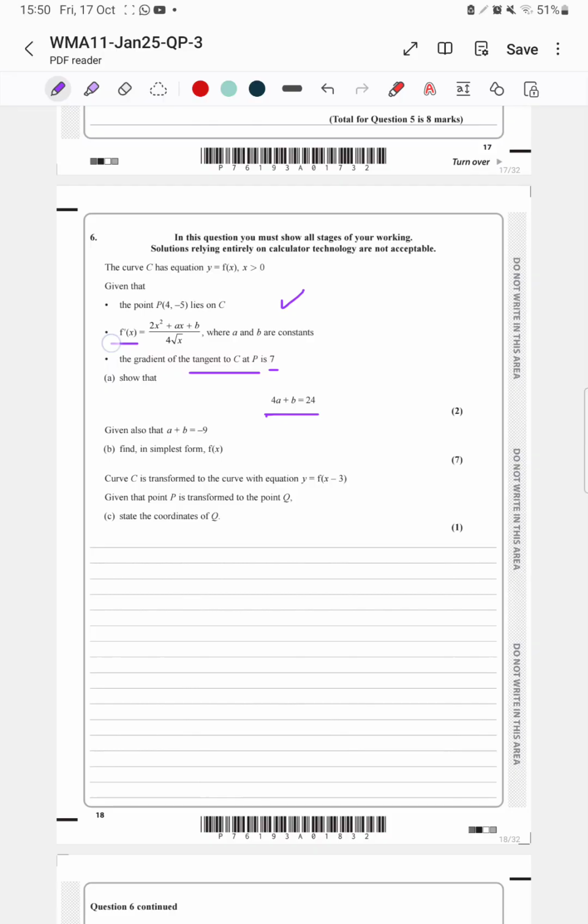So the gradient is given, and the gradient means f dash x. When x is equal to 4, I can substitute x equal to 4 here, and whatever expression comes out, I can equate it to 7. So f dash 4, because x is equal to the point is given as P4 5.